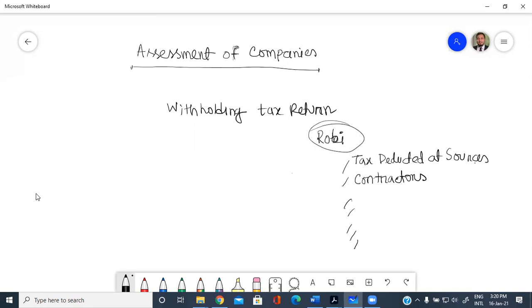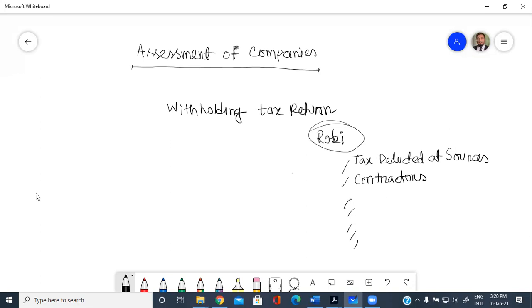On behalf of the government, collecting taxes on behalf of NBR, right? Yes, sir. Okay, NBR.